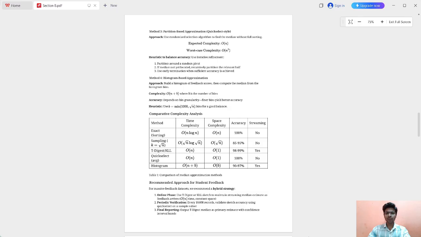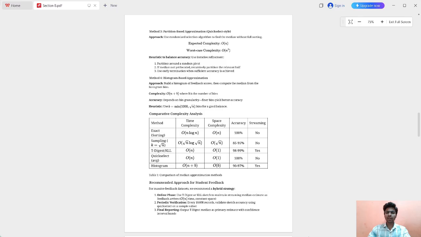hybrid strategy. First is the online phase. It uses the t-digest or KLL sketch to maintain the streaming median estimate as feedback arrives, achieving O(n) time and constant space. Second is periodic verification. Every 10,000 records, validate sketch accuracy using quickselect on a sample subset.